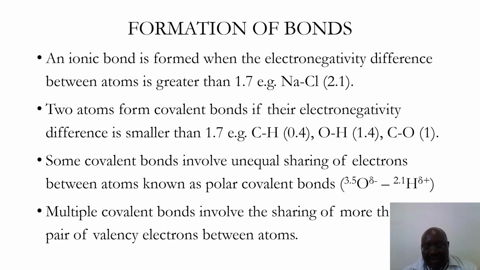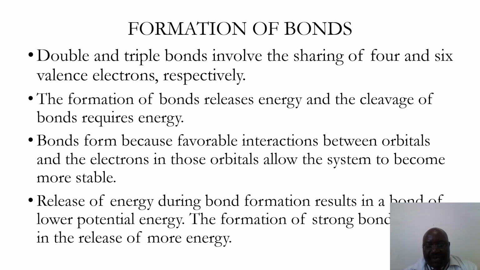So covalent bonds which involve unequal sharing of electrons between atoms result in the formation of polar covalent bonds with partial charges. Multiple covalent bonds involve the sharing of more than one pair of valence electrons between atoms. Double and triple bonds involve the sharing of 4 and 6 valence electrons respectively. The formation of bonds releases energy, whereas the cleavage of bonds requires energy. Bonds, therefore, form because favorable interactions between orbitals and the electrons in those orbitals allow the system to become more stable. Release of energy during bond formation results in a bond of lower potential energy. The formation of strong bonds involves the release of more energy.